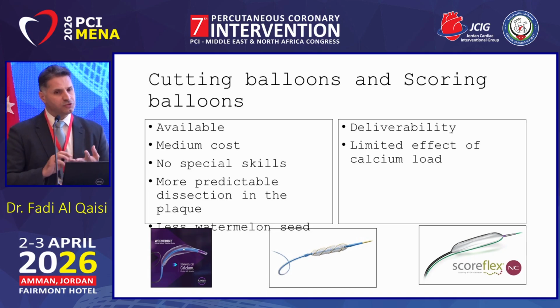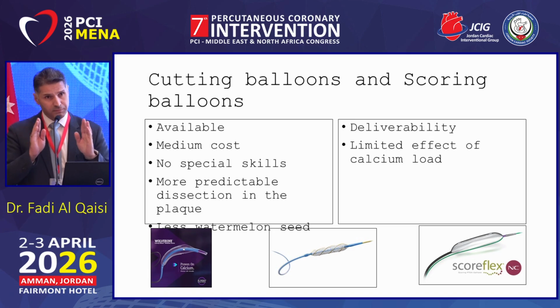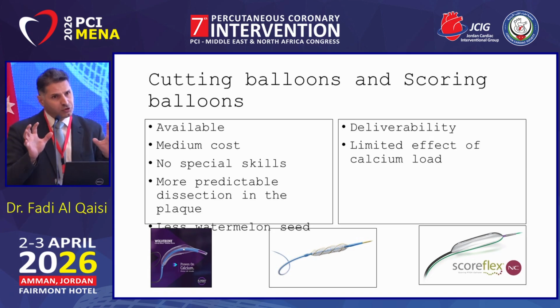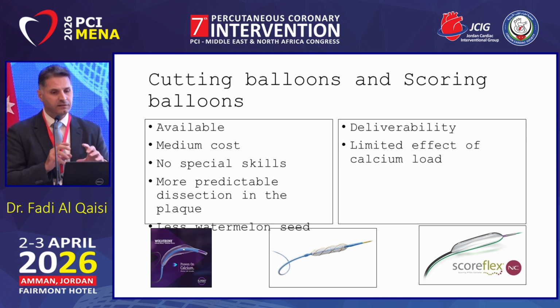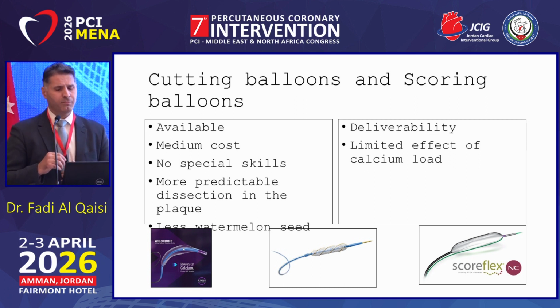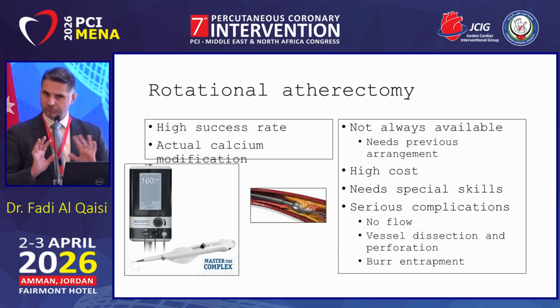بعدين بنيجي للكاتنج بالونز والسكورينج بالونز again they are available medium cost no special skills والحلو فيهم انهم more predictable dissection they have small wires و small blades اللي بيدخلوا جوا الكالسيوم وبيمسكوا في الكالسيوم فما البالون does not watermelon ما بيمصلط ولكن برضه مشكلتهم الدليفري تاعتهم لانه they are bulky وما بيقللوا لك الكالسيوم لود ما بيشيلوا شيء من الكالسيوم.